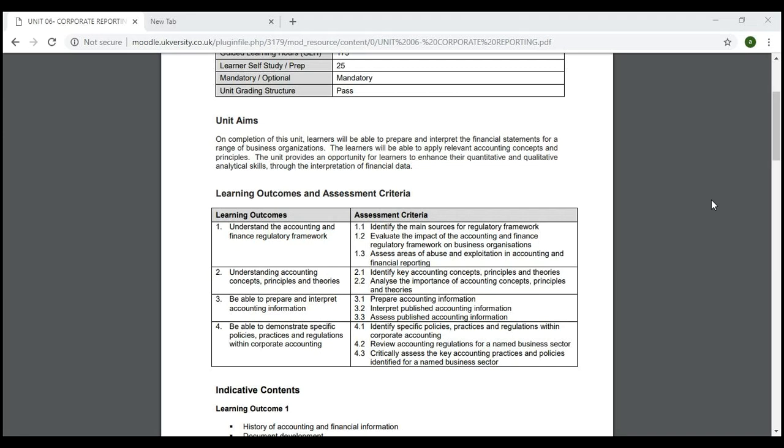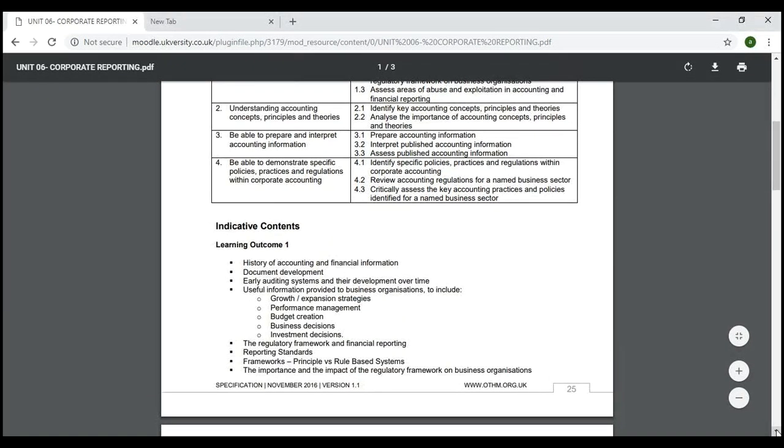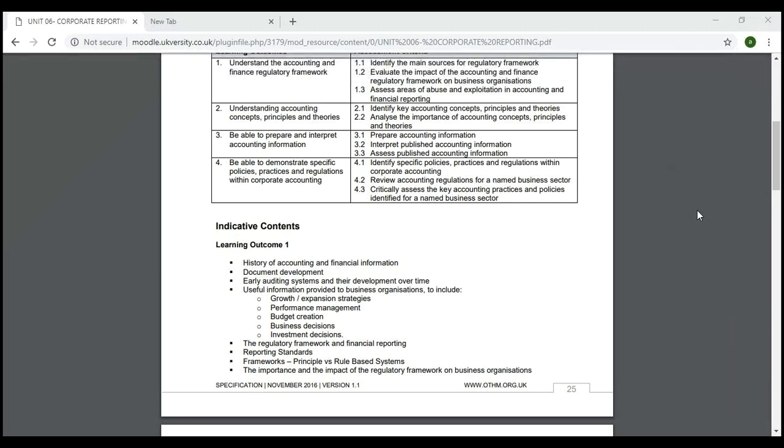Next, we'll go through the last learning outcome, being able to demonstrate specific policies, practice and regulation within corporate accounting. I hope we'll achieve the remaining 2 learning outcomes in the next lesson. Regarding the indicative content, when you do your assignment, please focus on this indicative content. We'll address all these learning outcomes.